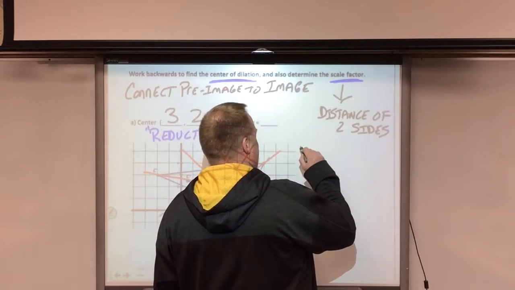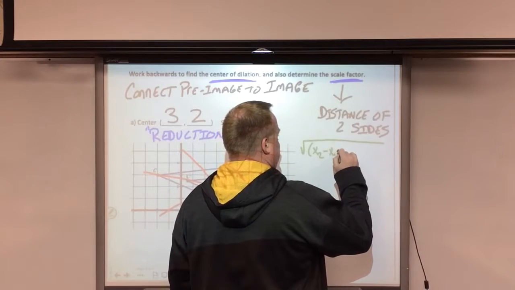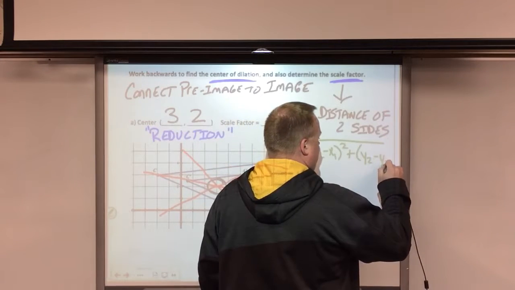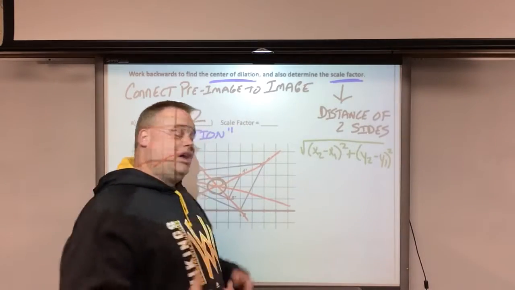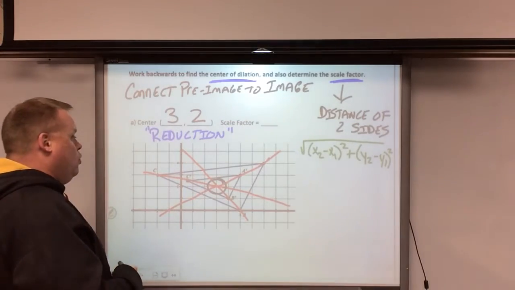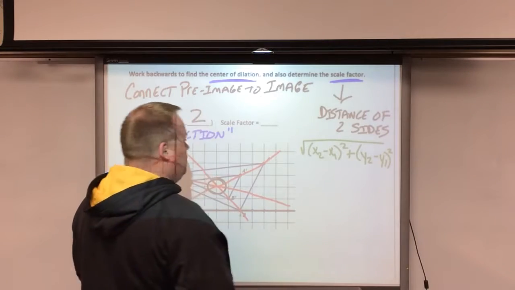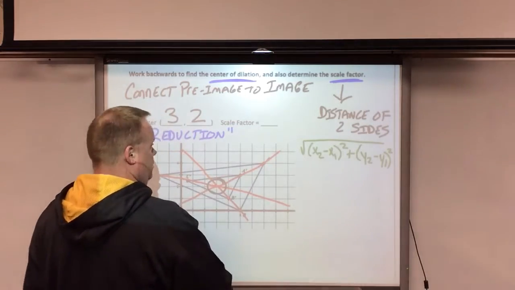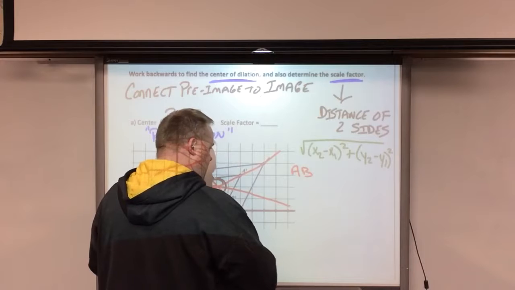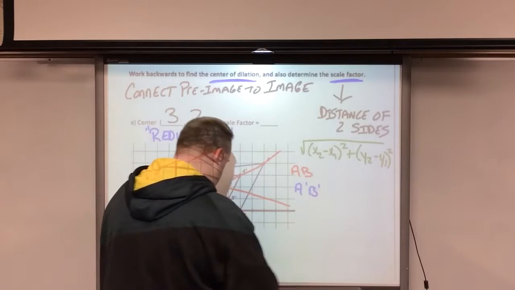Distance formula. So remember, the distance formula is the square root of x2 minus x1 squared plus y2 minus y1 squared. A lot of that can go into the calculator. I'm always going to go from A to B and A prime to B prime. Let's write it in a different color so we can see. I want to write from A to B and from A prime to B prime. That's the distance that I'm going to use.